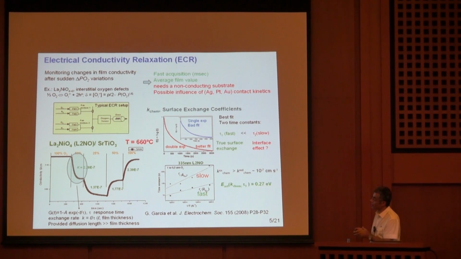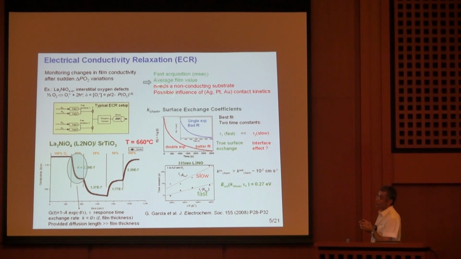And if the films are thin enough, the main mechanism for this change in the conductivity is related to the surface exchange. Oxygen diffusion is almost not influencing this change, and it can normally be fitted by a simple exponential decay or exponential increase, depending on the oxygen pressure change. And this can be acquired very fast, so you can acquire millisecond variations. So this is a very straightforward measurement. It gives you values which are averaged in the film.